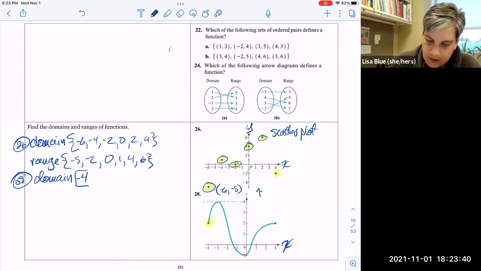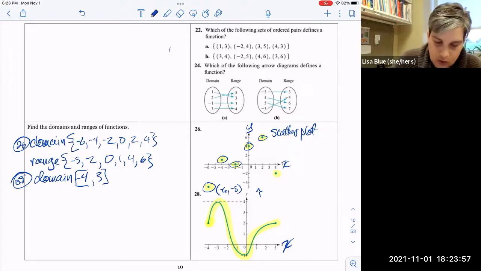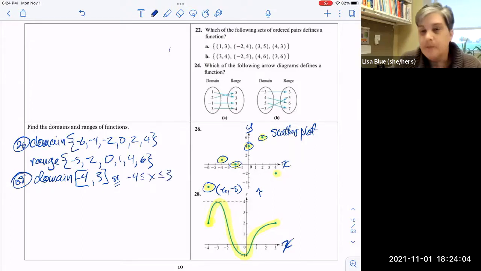And then if we trace the curve and we find the maximum value of X, we see that occurs at X equals 3. And again, that's a filled in dot, so we would use the bracket. Okay, so we could use the bracket notation, or we could also say -4 is less than or equal to X is less than or equal to 3. Either way of describing the domain should be counted as correct, unless your instructor is saying use inequalities strictly or use set notation.